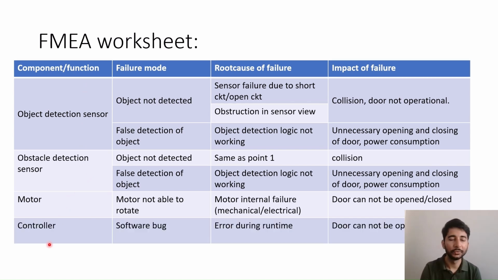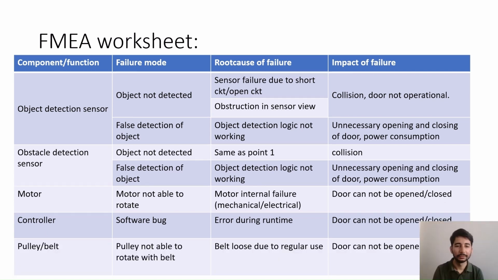And moving to the fourth part, that is the controller. The failure mode can be that if there is any software bug in the controller, and during runtime there is an error, again the door cannot be opened or closed. So this failure mode of the controller will have the same impact which the motor was having, but the failure modes are different for the respective components. So we have written it in the next row just to cater that this is related to the controller.